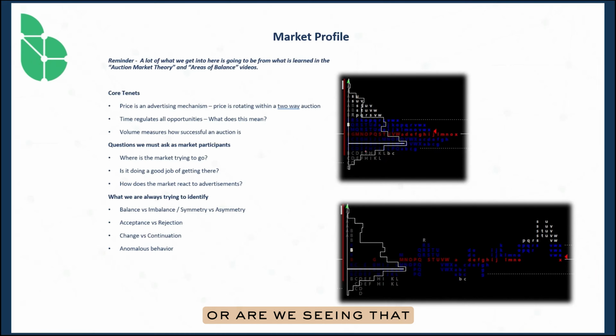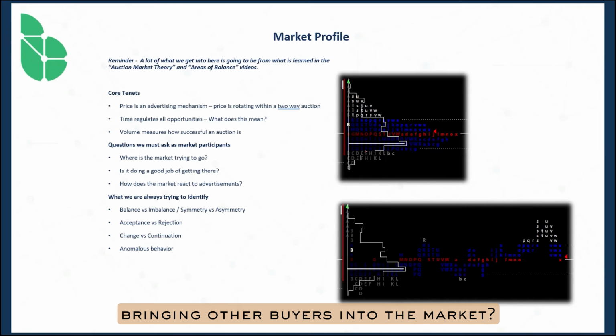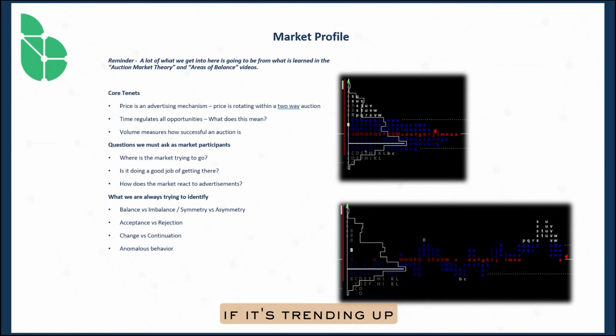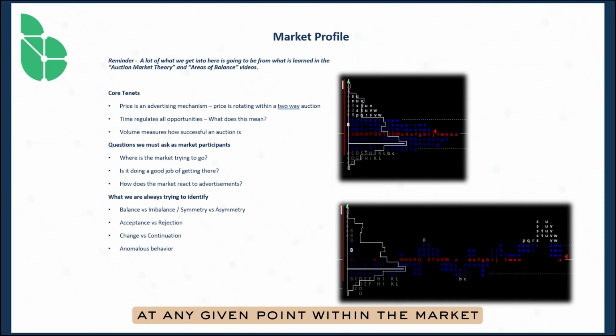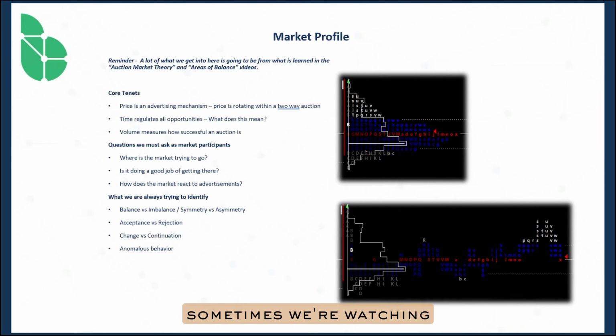Or are we seeing that when prices are auctioned even higher, buyers are chasing it up, bringing other buyers into the market? So when the market trends up, it'll bring new buyers into the market. It'll bring more time frames into the market. Again, there's multiple time frames in action at any given point within the market. Sometimes we have all of them at once. So sometimes we're just watching shorter term traders play. Sometimes we're watching longer term traders play. And at the extremes of higher time frame charts, we'll likely see both.